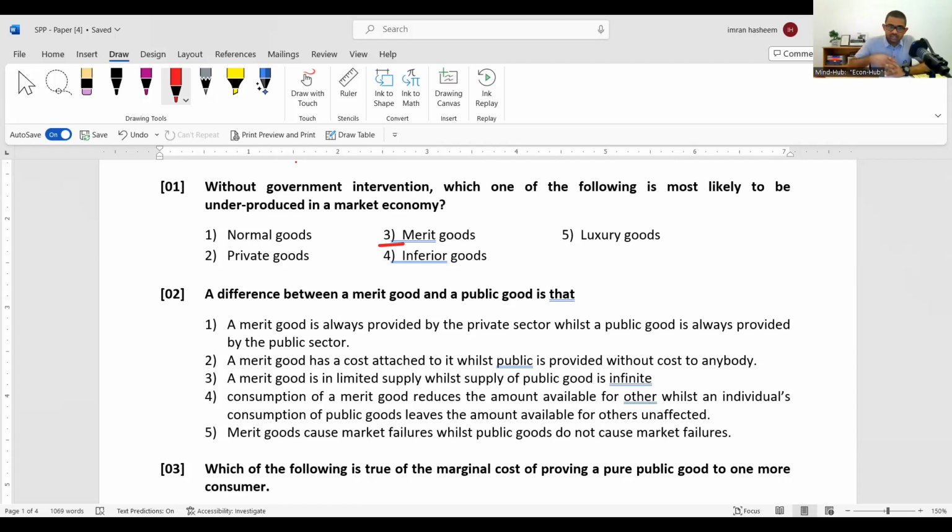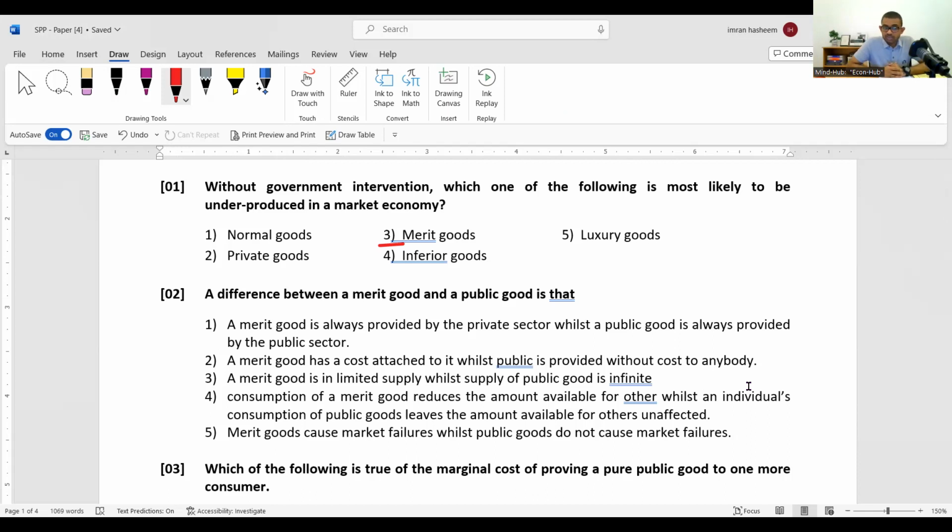If you guys go through the answers, you would have noticed. Now, first answer says merit goods are always provided by the private sector, whilst public goods are always provided by the public sector. Public goods are provided by the public sector is true, that's correct, but because the private sector doesn't produce enough, the public sector also has to produce some merit goods, right? Like education, healthcare, and things like that.